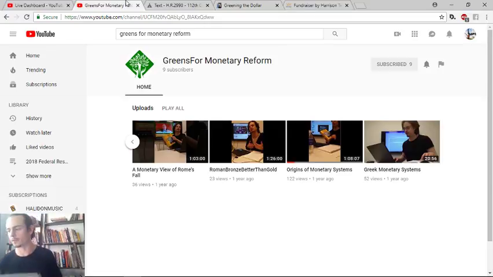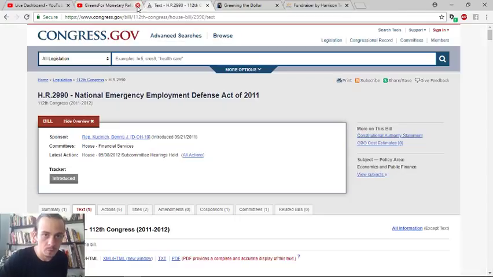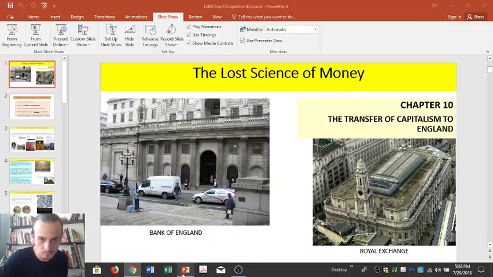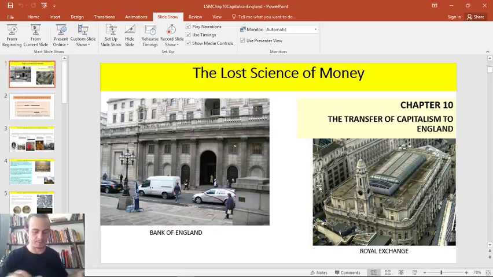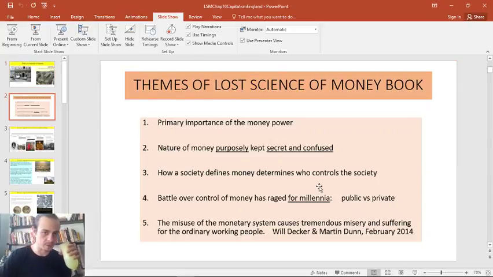And now in chapter 10 of Law, Science, Money, we get to the rise of capitalism in England. This chapter is about the rise of capitalism in England, and just to review a few of the major themes of Law, Science, and Money: the importance of this money power, again, the East-West trading mechanism, the gold prerogative, which is now, of course, the Federal Reserve.